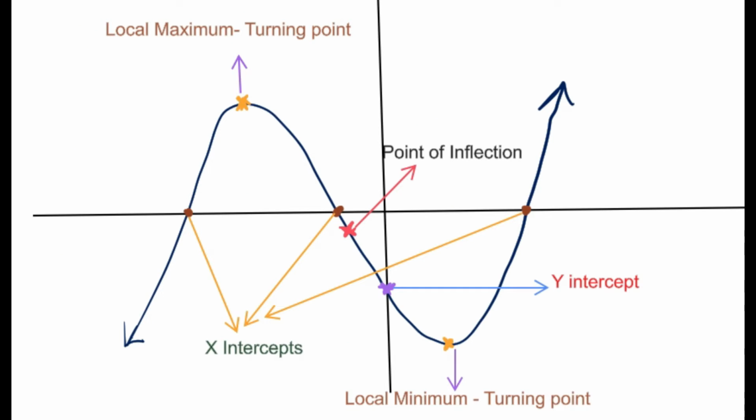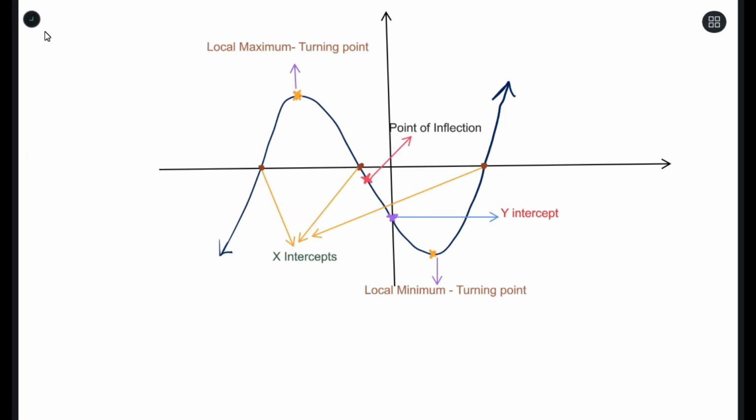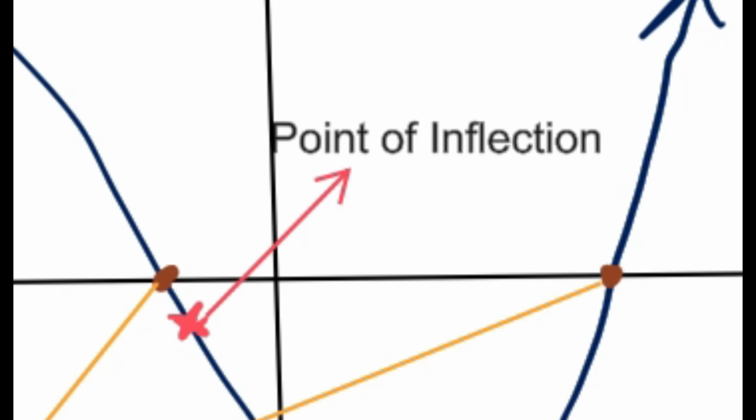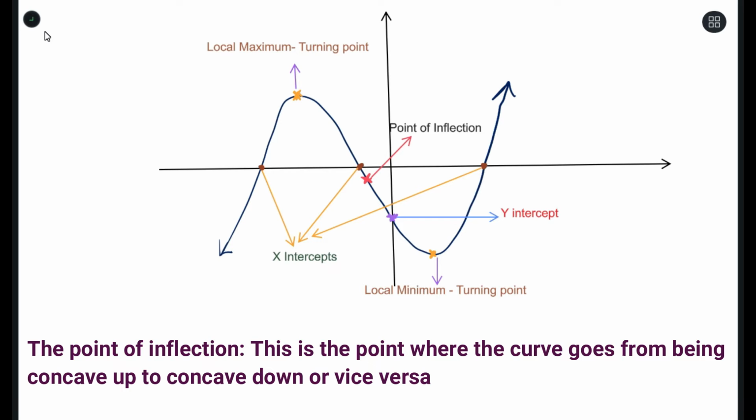We also have the turning point. That's where your graph goes from increasing into decreasing or vice versa. Now there are two turning points in this graph here. You have the local maximum and you also have the local minimum. Another important term you also need to know is the point of inflection. Now we normally say the point of inflection is where your graph goes from concave up to concave down.